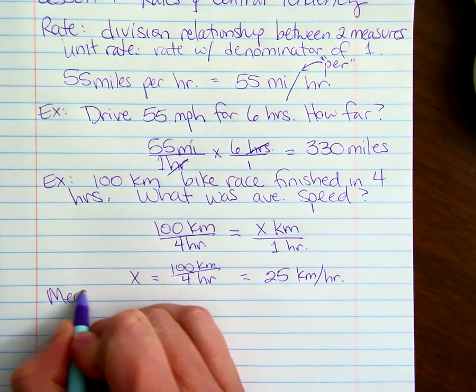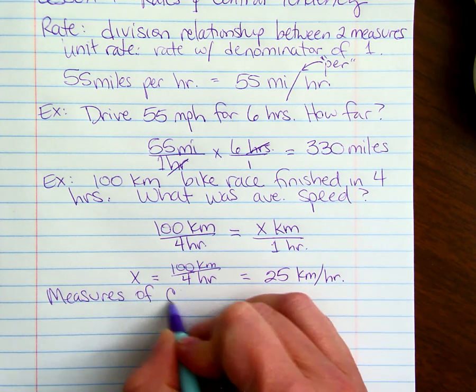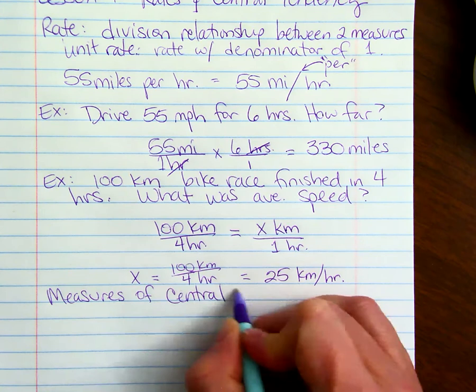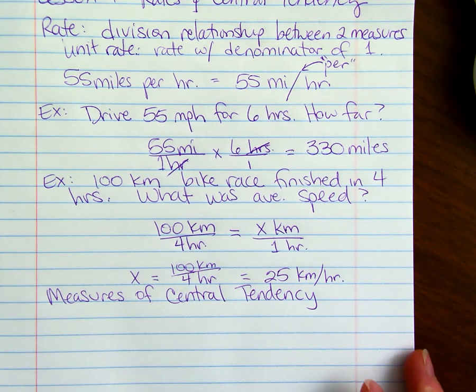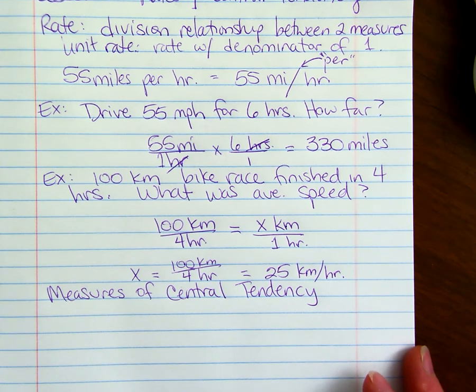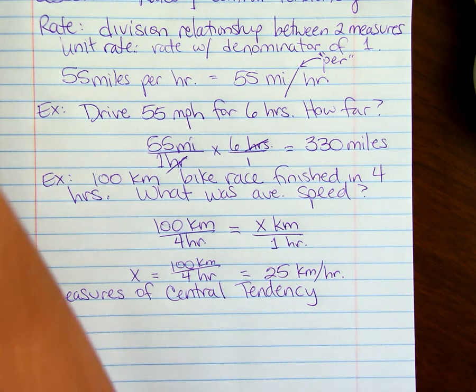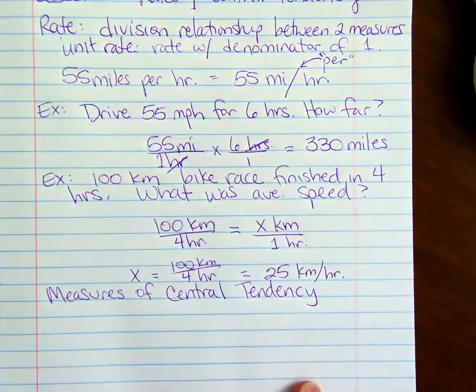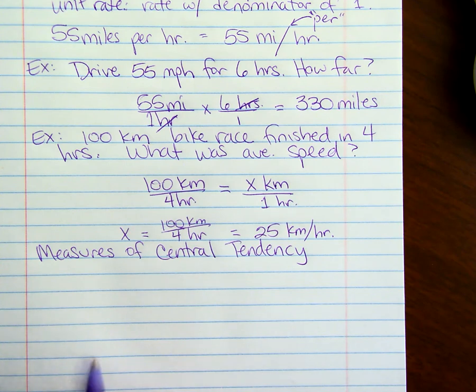Measures of central tendency. There's actually 3 specific measures of central tendency. What does AVE stand for? Tell me where you see that because I don't see it. Side by side. Average. Yep. This AVE stands for average. The 3 measures of central tendency that you see are the mean, median, and mode.